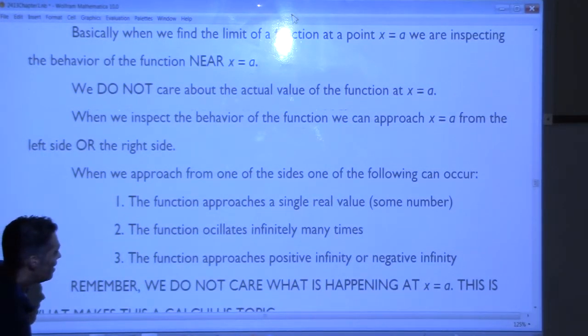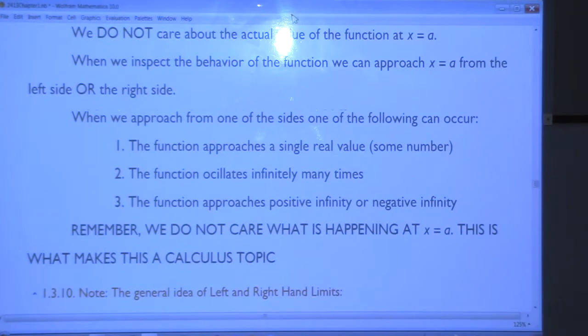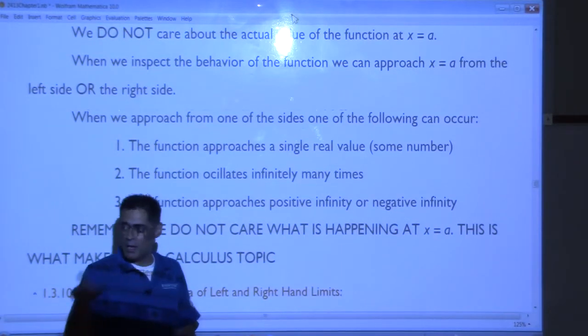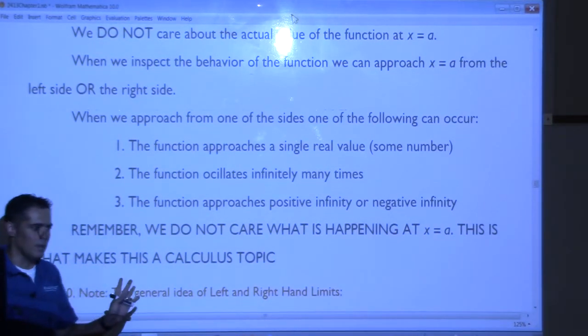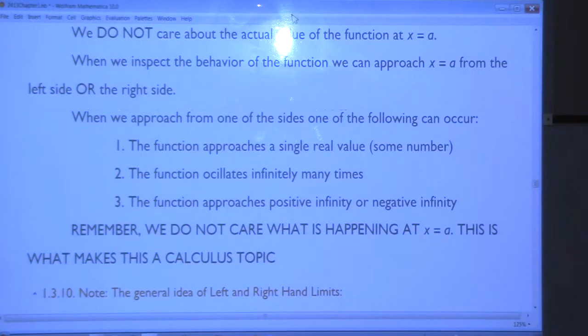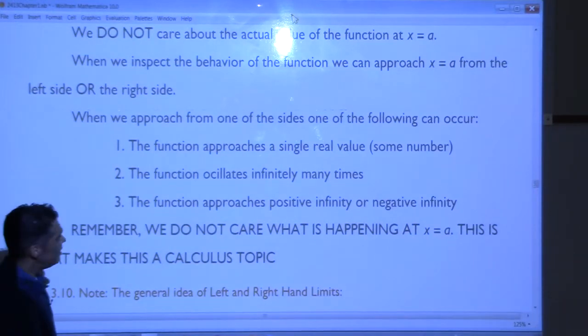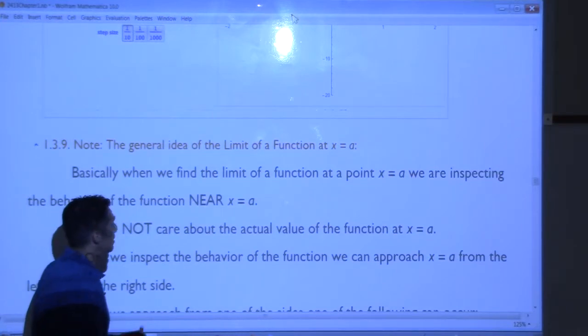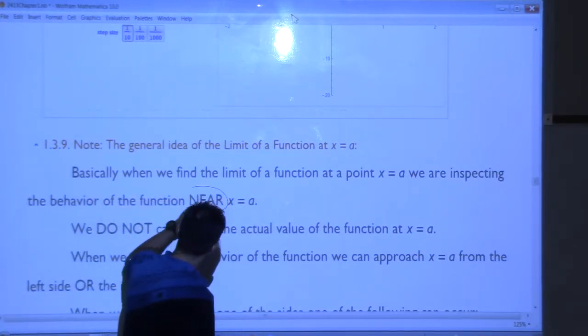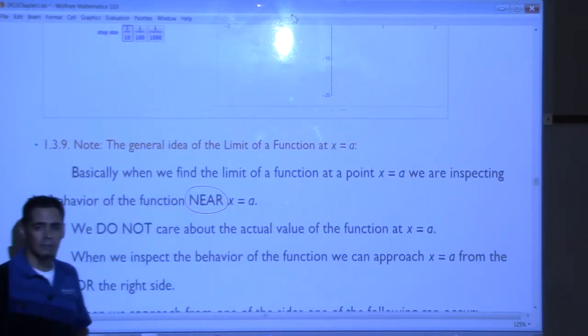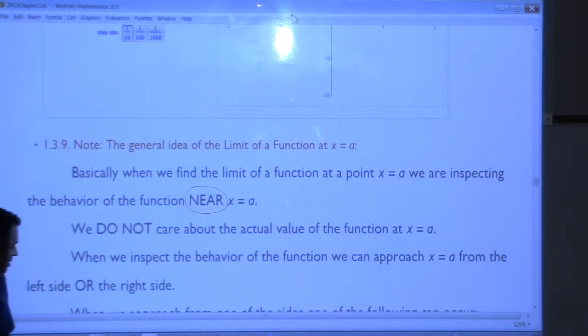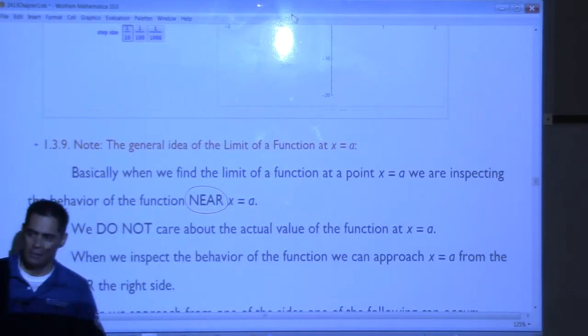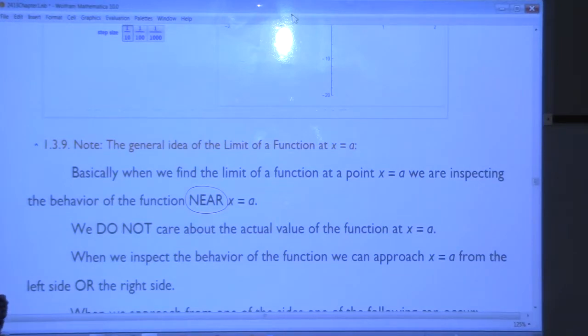Remember, we do not care what is happening at x equals a. This is what makes this a calculus topic, all right? If all we did was just say, hey, plug in 2, plug in 0, then we wouldn't be in calculus. Okay, there's one word here that I had bolded that I want to talk about. Near. This word is problematic.